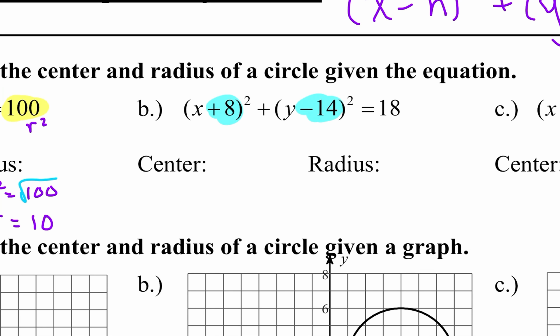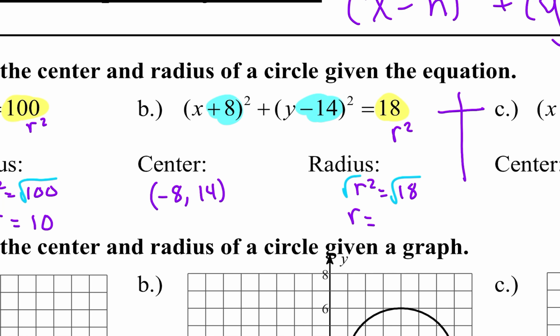So again, in this one, highlighting the important center pieces here and here. We're going to write that as our center, but again, we're changing our sign. So since the x has a plus 8, it's going to become negative 8. And since the y has a negative 14, we're going to make it positive 14. And again, we know that this part represents our radius squared. So I'm going to set r squared equal to 18, meaning I'm going to square root both sides, and I get r equals the square root of 18.